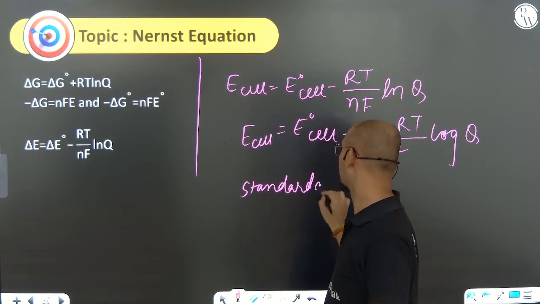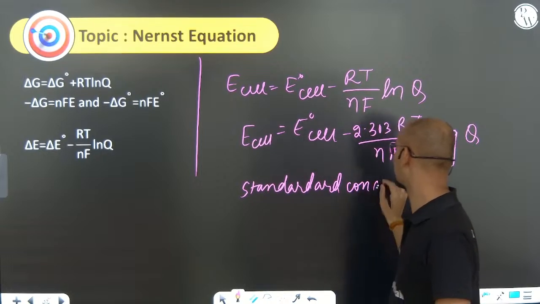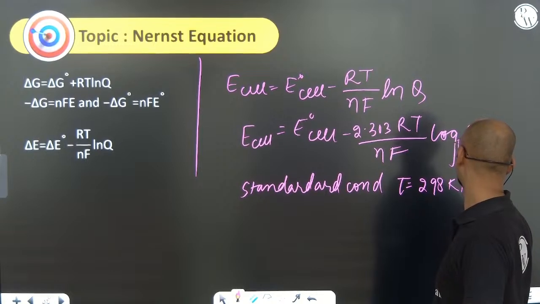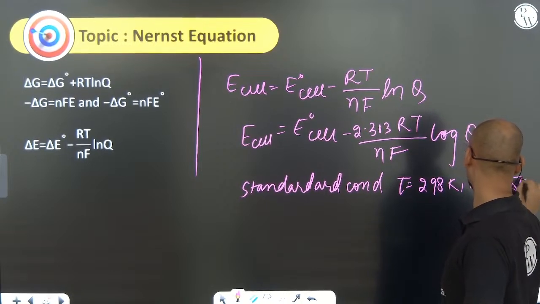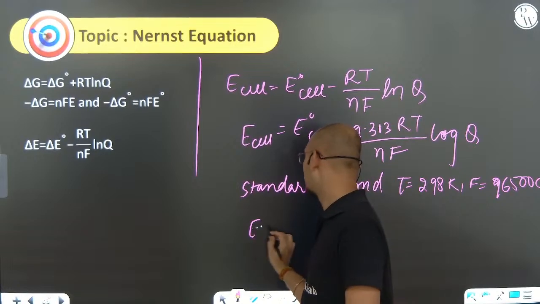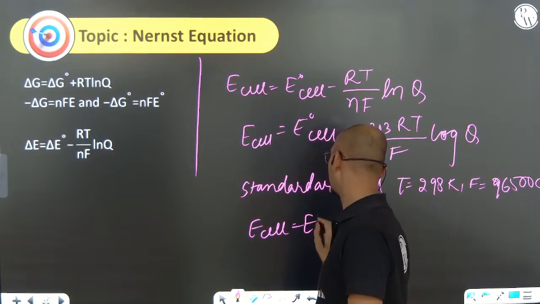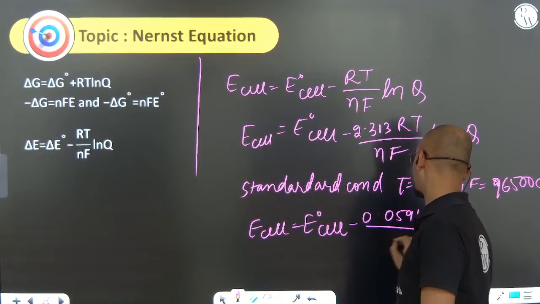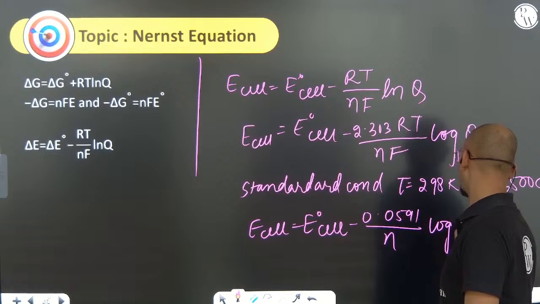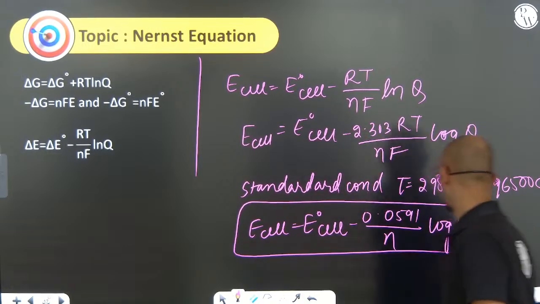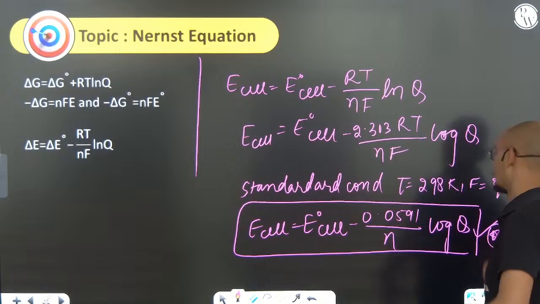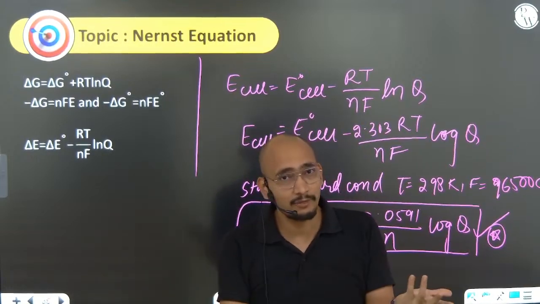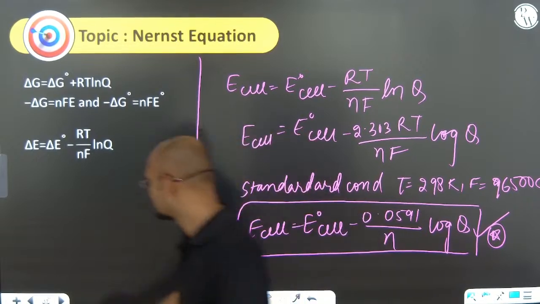In such case, on putting standard condition, that is generally T is 298 Kelvin and F is 96,500. If you put all these things, what you get? E cell comes out to be E naught cell minus 0.0591 divided by n log of Q. That is the final Nernst equation. Very important. I hope you know how to write Q. If there is any reaction that is in equilibrium, you know how to find out Q. Yes or no? Chalo आगे बढ़ते हैं.